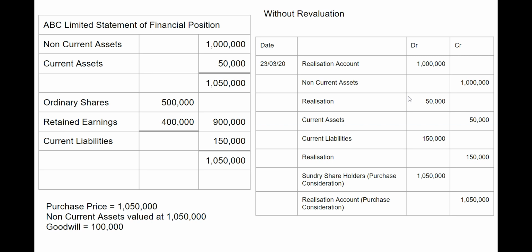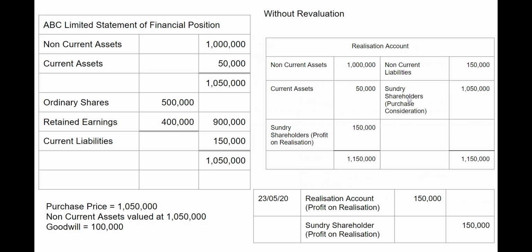So what's the realisation account going to look like? Well, we've got the two assets on the debit side and the liability, and we've also got the purchase consideration. And this account should balance at 1,150,000. And to make it balance, we need to put the profit or loss on the realisation in. So here, we need to make the debit side bigger. So there's a profit on realisation.